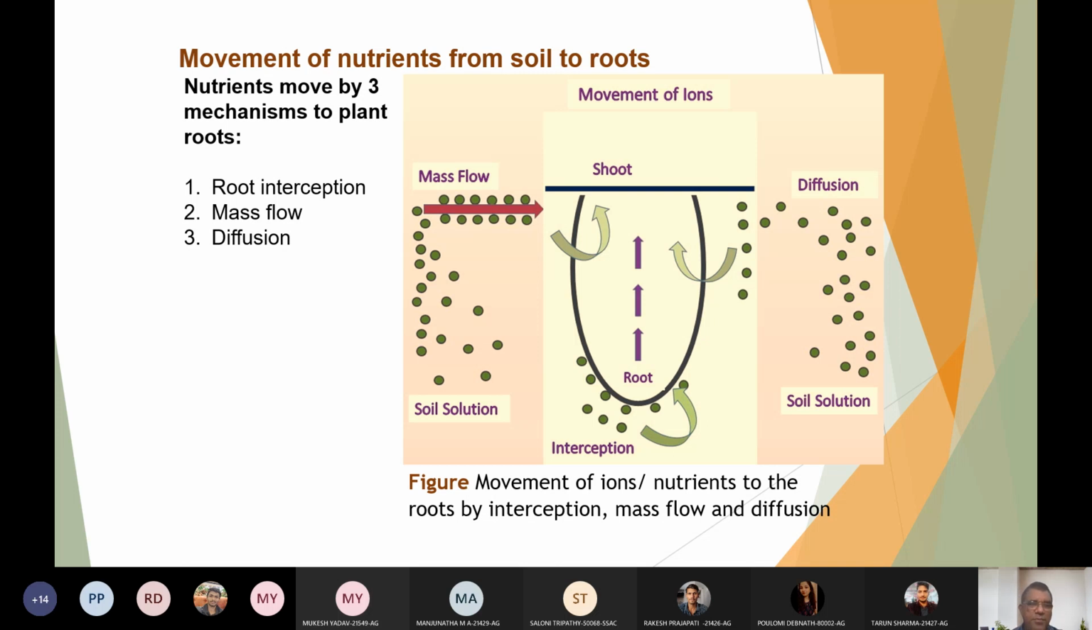The other is diffusion. Diffusion means movement from higher concentration to lower concentration. This diffusion does not require water. They move by concentration, from higher concentration to lower concentration. This way also, some nutrients reach the plant roots.